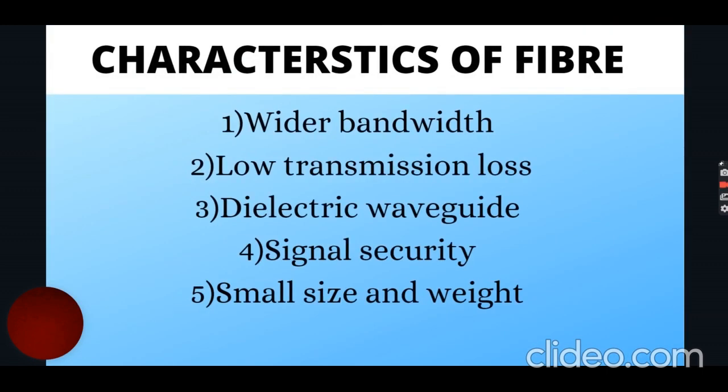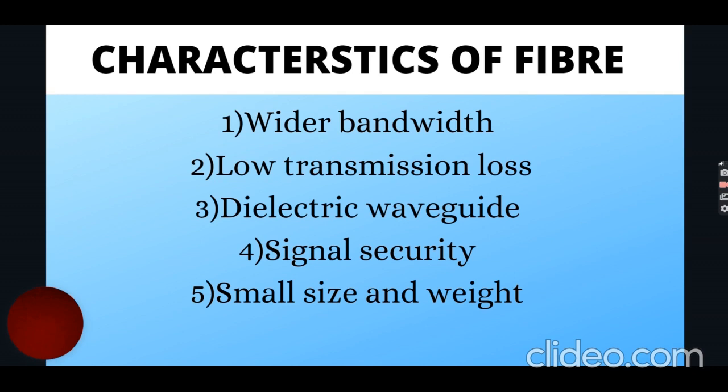So now let's discuss the characteristics of optical fiber. First is fiber bandwidth. It has higher bandwidth because of the speed with which data can be transmitted and the range of frequencies over which data can travel without attenuation. Second is low transmission loss. The transmission loss limits how far a signal can propagate in the fiber before the optical signal becomes too weak to be detected.